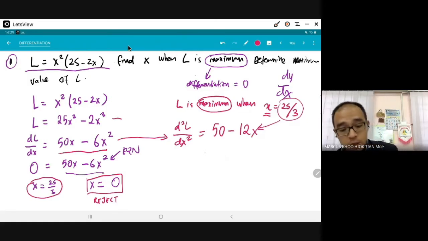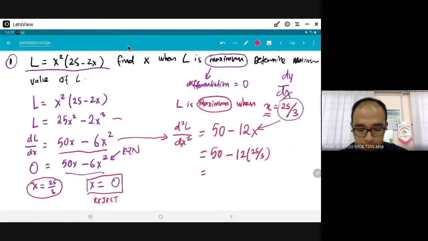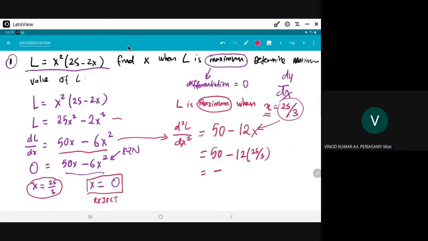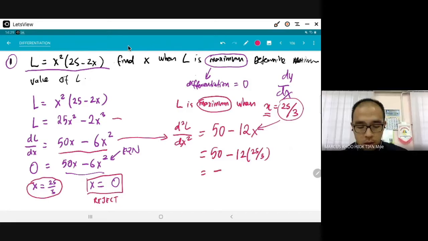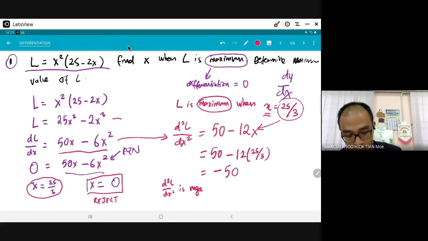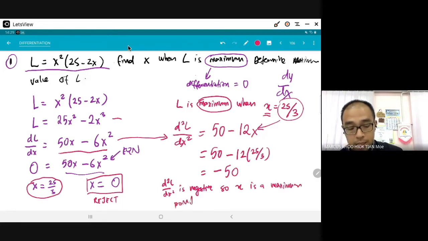Okay, so let's prove it. 50 minus 12 times 25 over 3. What do we get? Negative 50. Oh yeah, okay, fine, negative 50. So proven already, d2L dx2 is negative. So x is a maximum point. This is the proof.